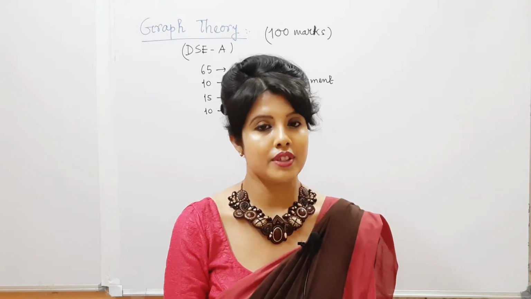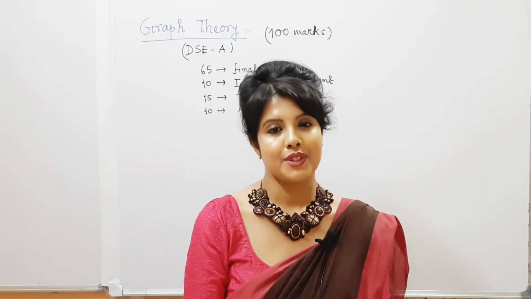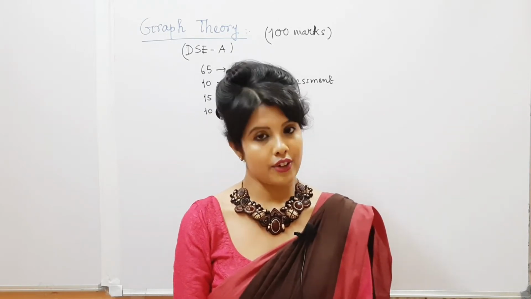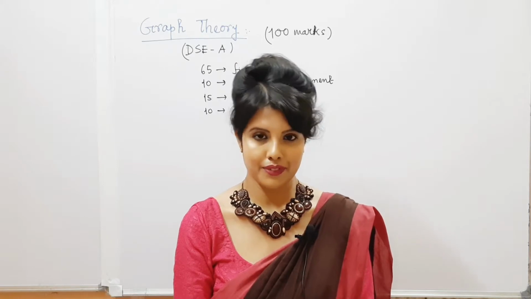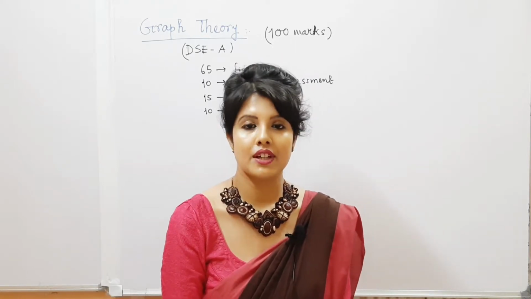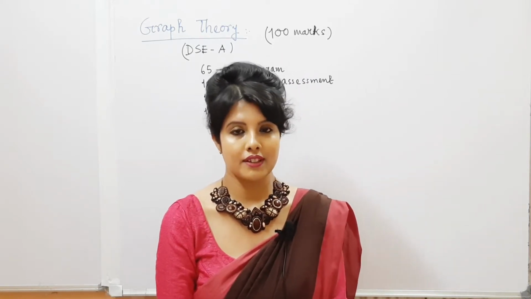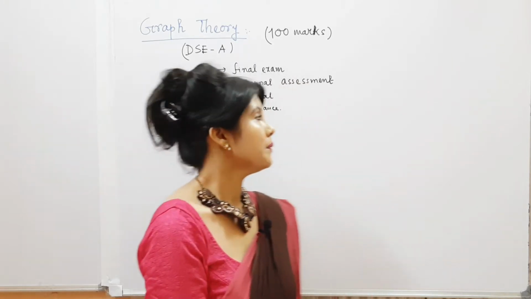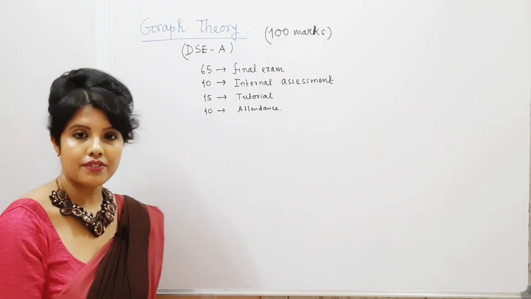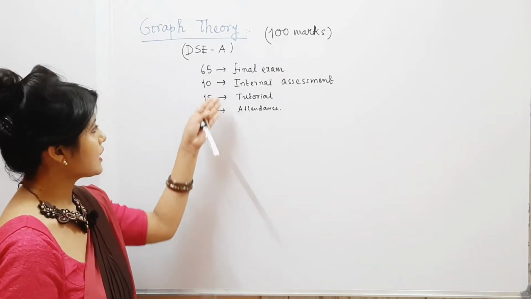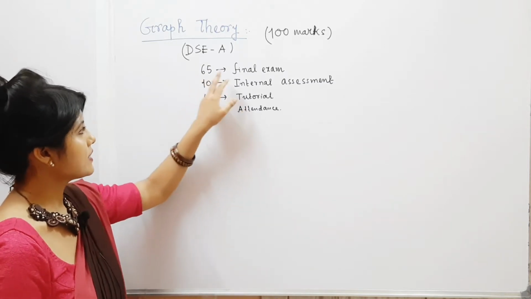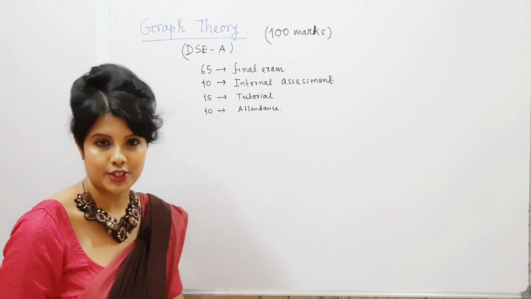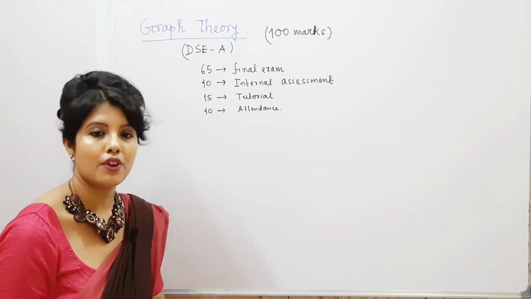Today I am here to discuss the theory of graphs, and this paper is named DSCA according to the syllabus of University of Calcutta, and this paper is specially designed for BSc General Mathematics students of Semester 5. This paper consists of 100 marks: 65 marks for the final exam, 10 marks for internal assessment, 15 marks for tutorial and 10 marks for attendance.